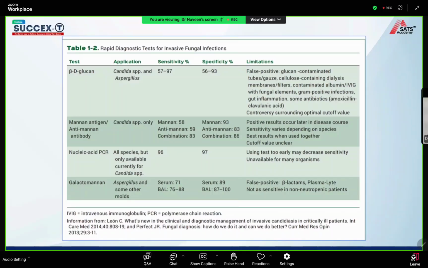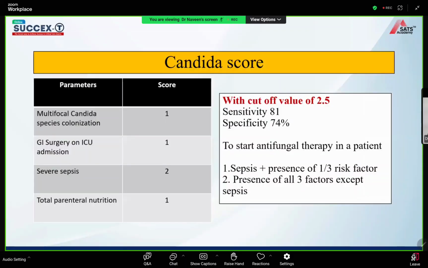And you should know about false positivity, where you can get a beta-D glucan and galactomannan positive. That is a major thing which you have to keep in mind. Beta-D glucan will be falsely positive in patients receiving dialysis with cellulose filters, antibiotic exposure to tazobactam and amoxicillin, IVIG exposure, albumin exposure, and gram-positive infections. Whereas galactomannan can also be falsely positive in BAL whenever the BAL has been rinsed with Plasma-Lyte, and it is more sensitive in neutropenic patients than non-neutropenic patients.